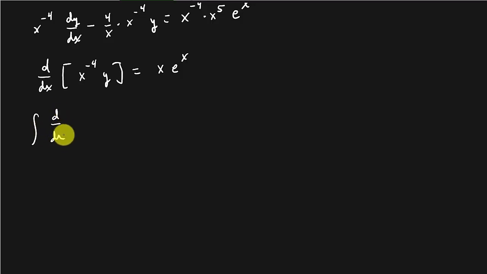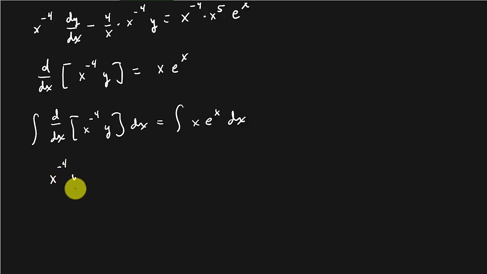The integral of d/dx of x to the negative 4 y dx is equal to the integral of x e to the x dx. So the left-hand side becomes x to the negative 4 y equals, and now to integrate this, you should be able to do this. This is a pretty easy one. We'll come over here and do it: the integral of x e to the x dx. So u is equal to x, dv is e to the x dx, du is dx, and v is e to the x. That's right, we're going to do integration by parts.